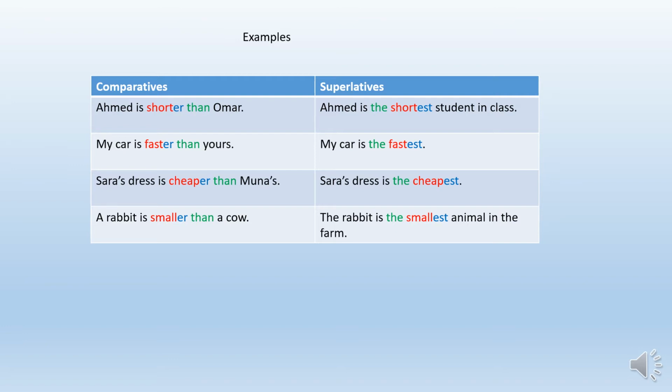The final example: a rabbit is smaller than a cow. Here I'm comparing a rabbit with a cow. The other one is the superlative form. Here I'm comparing the rabbit to all the animals in the farm. So the rabbit is the smallest animal in the farm. We have the, plus small, the adjective plus est to form the superlative form: the smallest.